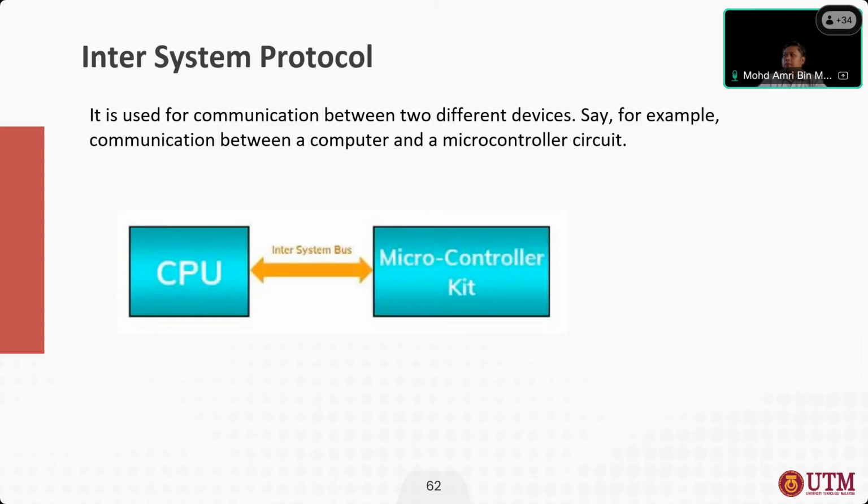So inter-system protocol is basically used for communication between different systems, two completely different systems. For example, the CPU in our laptop communicating with our microcontroller. We actually did that in our experiment, communicating our laptop with our microcontroller, the Arduino, using the USB port. This allows data to be exchanged between various devices and systems.